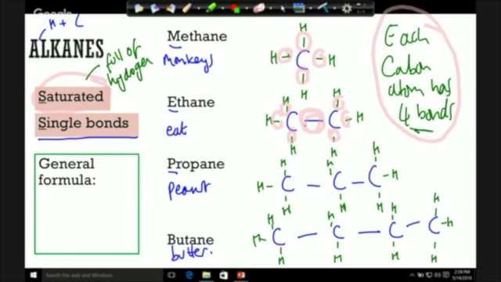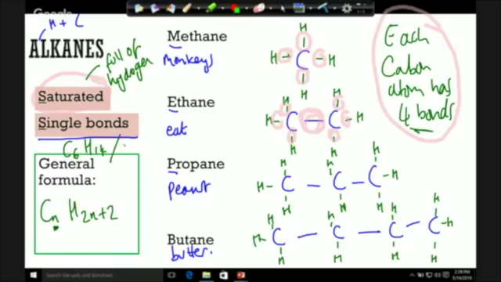So these alkanes, we give a general formula, which is CnH2n+2. And what this means is that for whatever number of carbons you've got, to find out the number of hydrogens, you would double that and add 2. For example, if we had 6 carbons, to find out the number of hydrogens, you would double 6 and add 2. So that would be 14.